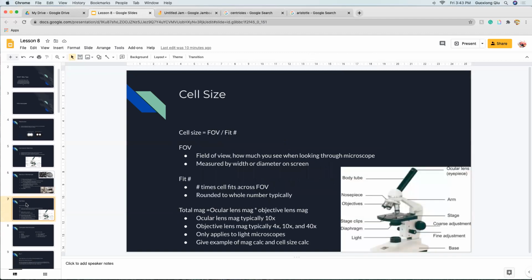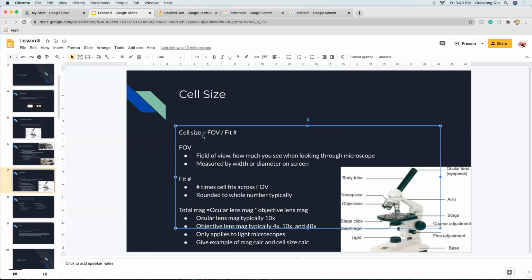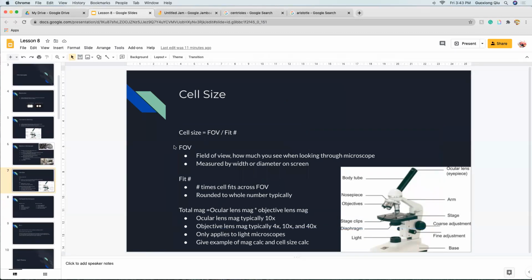Moving on. Cell size. This is the formula for cell size. Cell size equals FOV over FIT number. FOV stands for field of view, which is how much you see when you're looking through the microscope. It's measured by the width or diameter of the area you see.